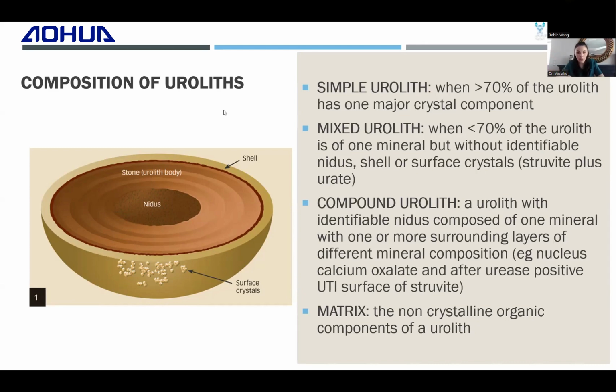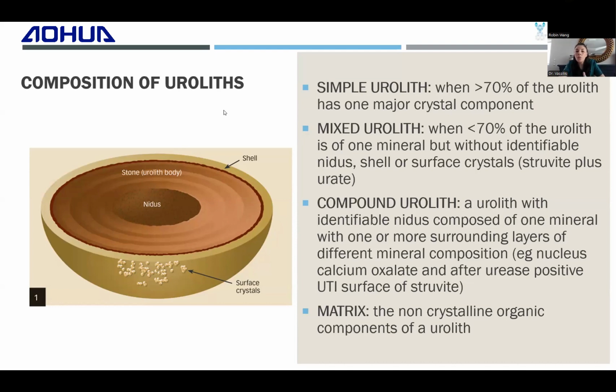If we don't know the composition of the nidus, if we know the composition of the nidus, then this is a compound urolith. And we have more layerings of other mineral composition. And we might as well have matrix, which is a non-crystalline organic component of a urolith.